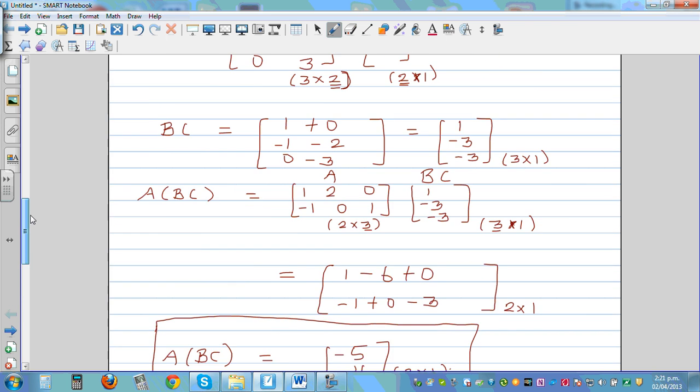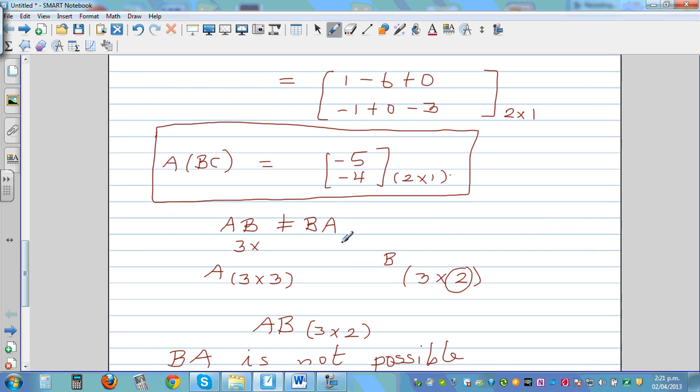So here ultimately you can say this implies AB times C is the same as A times BC.